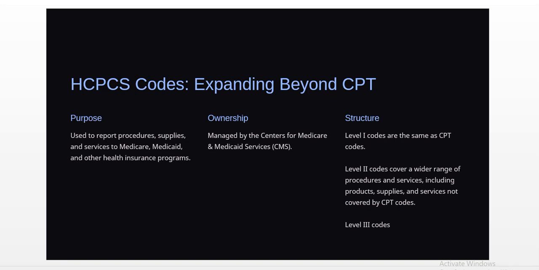So in HCPCS, we have 3 level codes. Level 1 is the original CPT codes. Level 2 codes cover a wide range of procedures and services, including products, supplies and services not covered by CPT codes. We have level 3 codes also, but these level 3 codes are not used nationally. These are related to local insurance.